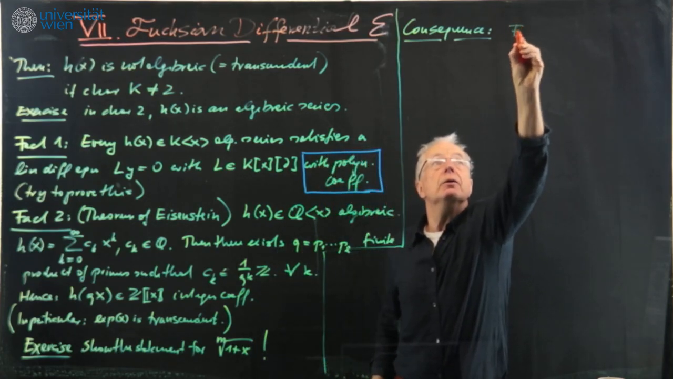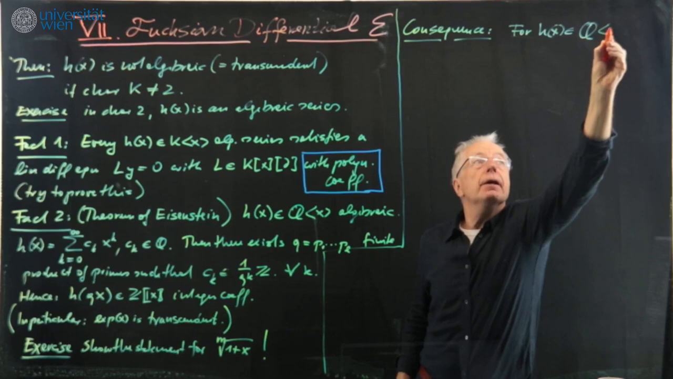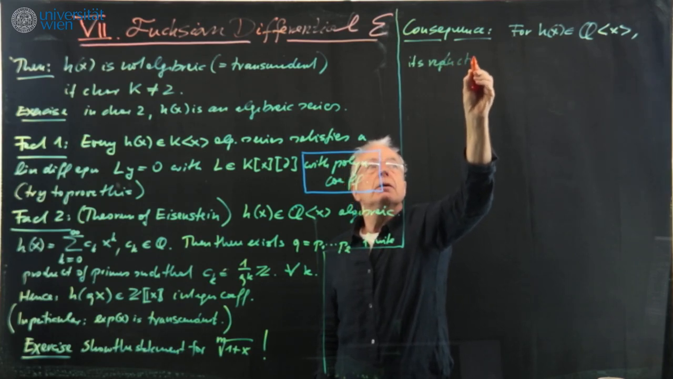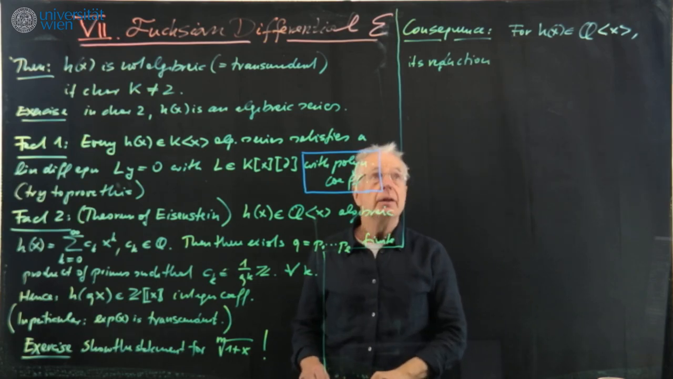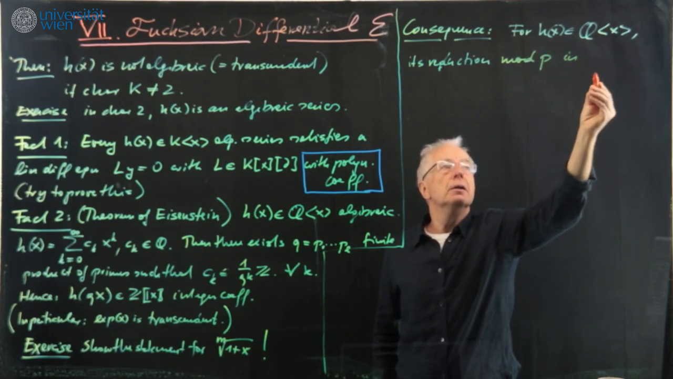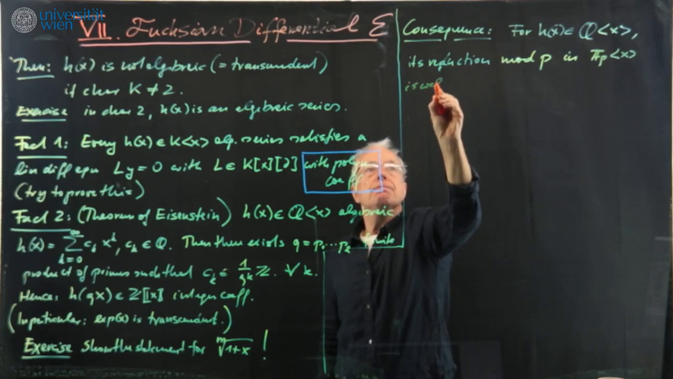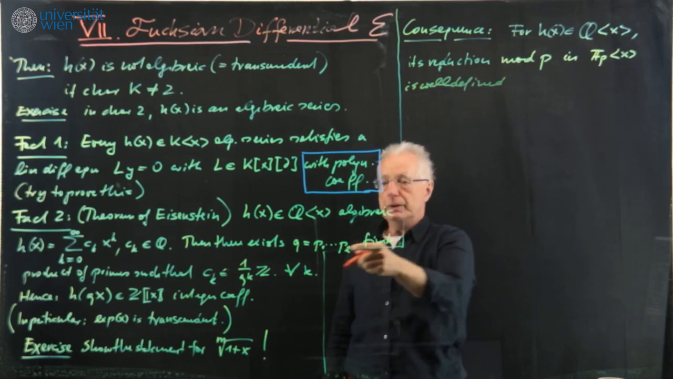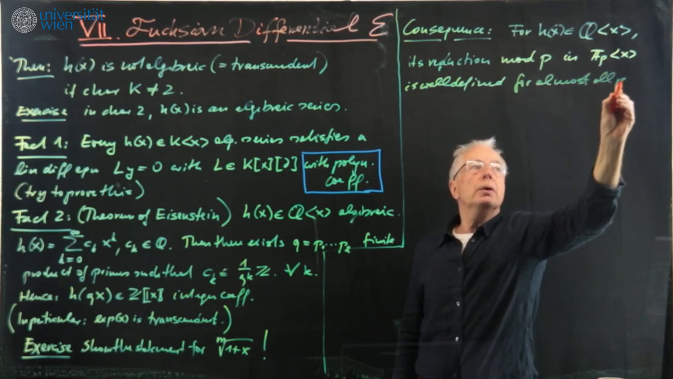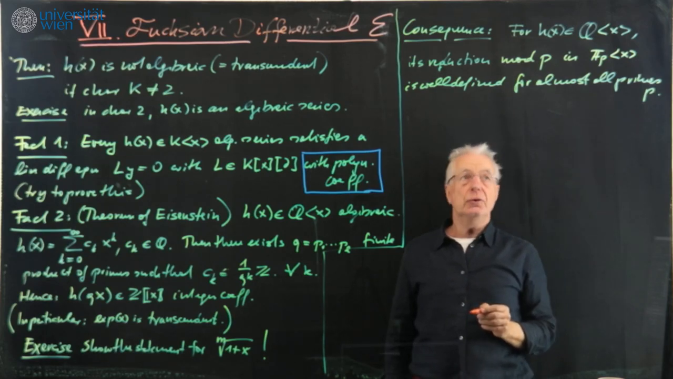So for h(x) in Q[[x]], its reduction modulo p, this would be then f_p(x), is well defined for all primes which do not appear in this Q here. So hence for almost all primes p. You agree? Okay.